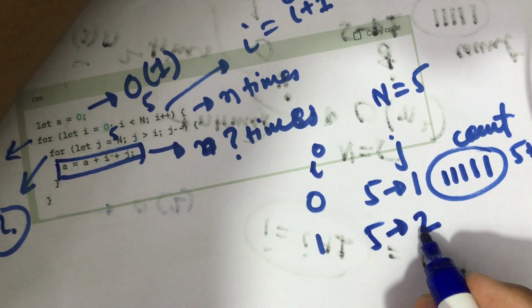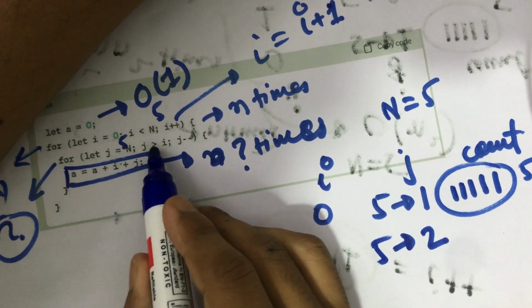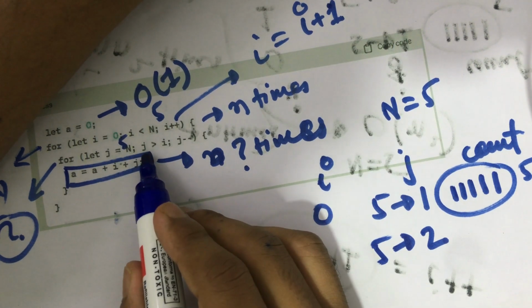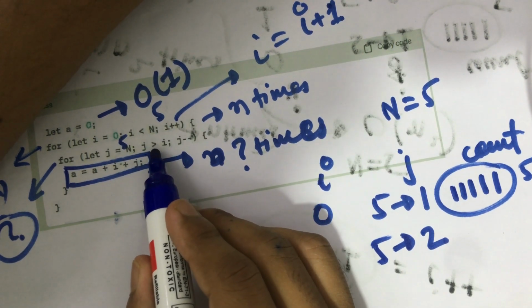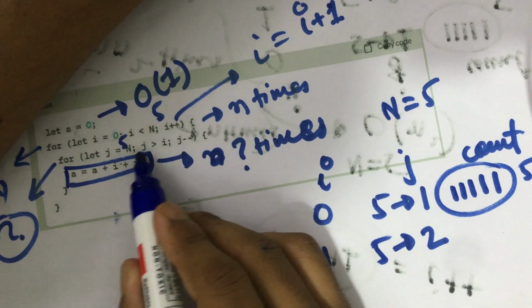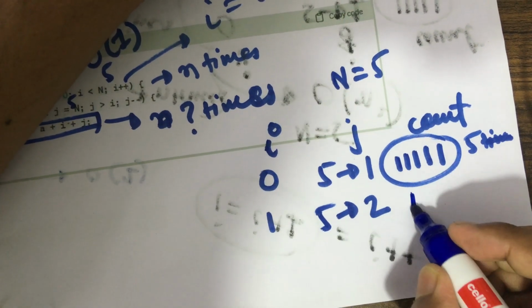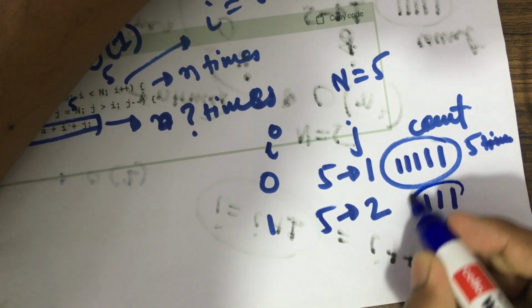So it should go till 2. And how do we know that? Because the for loop with j as a variable clearly tells that j is always greater than i, never reaches i, never equal to i. Alright, so how many times? 5, 4, 3, 2. How many times?